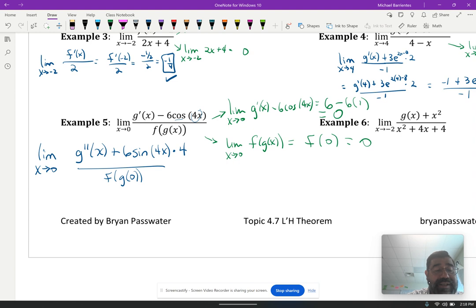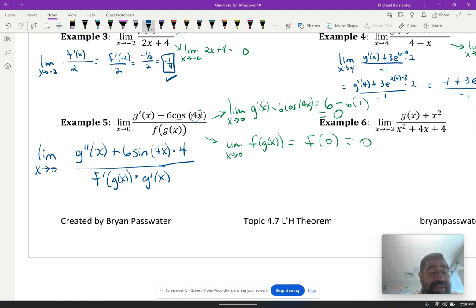I'm sorry, that's not true. I've got to find the derivative. The derivative of the outside, with the inside still in it, times the derivative of the inside. I fell asleep there and I didn't catch that. This is what I have to evaluate.